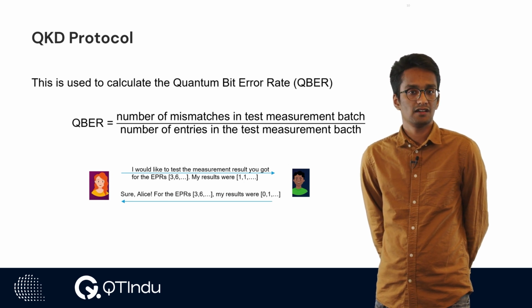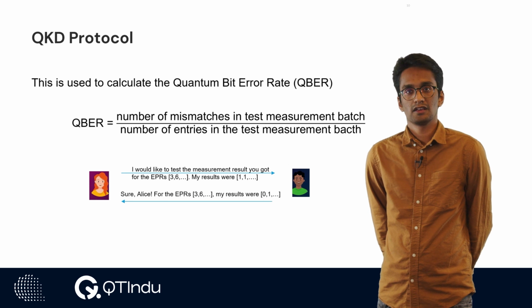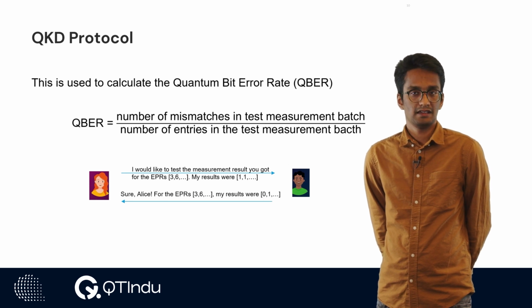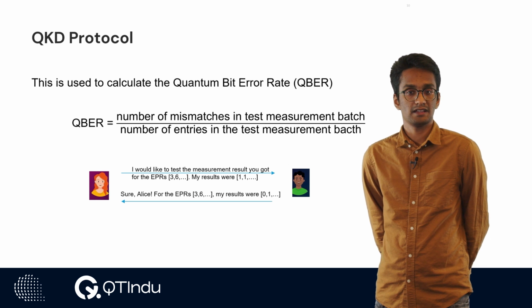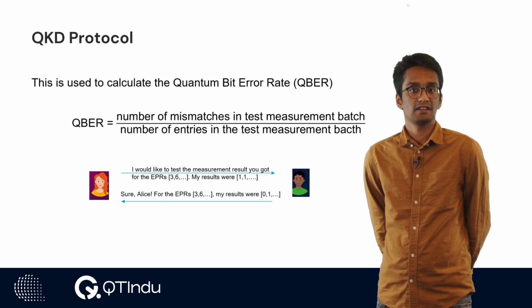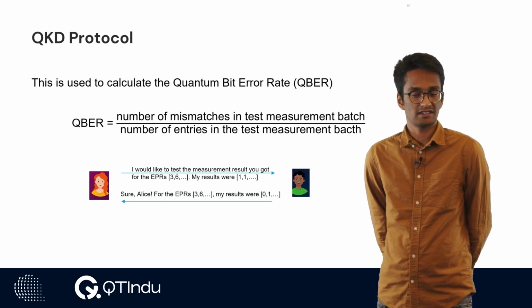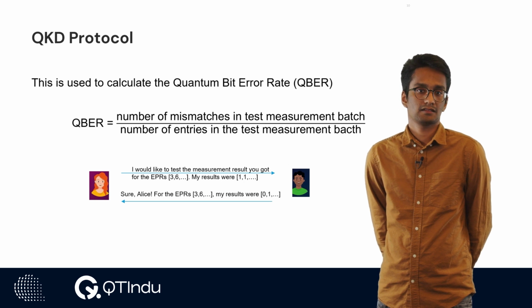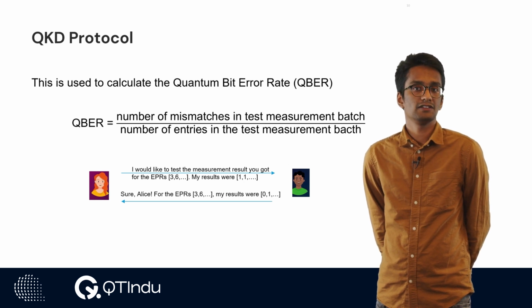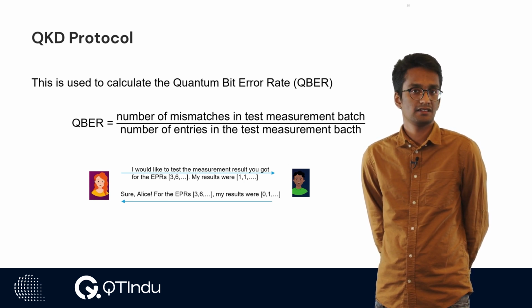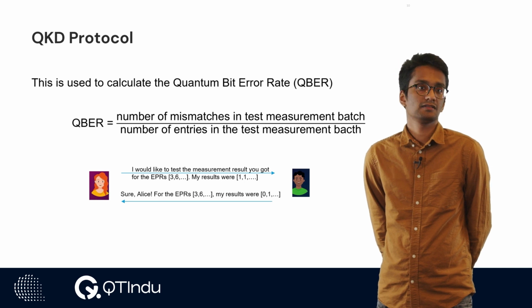This is carried out to calculate a metric called the quantum bit error rate. QBER mathematically can be calculated as the number of mismatches in your test measurement batch over the number of entries in the test measurement batch. You'll find that when you run your QNE application in the website, this metric will be shown.